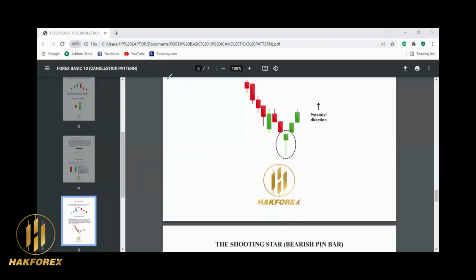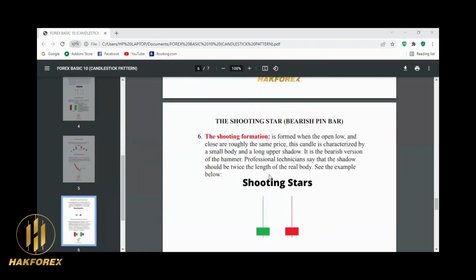The other candlestick pattern that we also have is known as the shooting star. The shooting star is the opposite of the pin bar. It's just a bearish pin bar. Whenever you see your shooting star while the market is going up, forming a higher low, higher low.